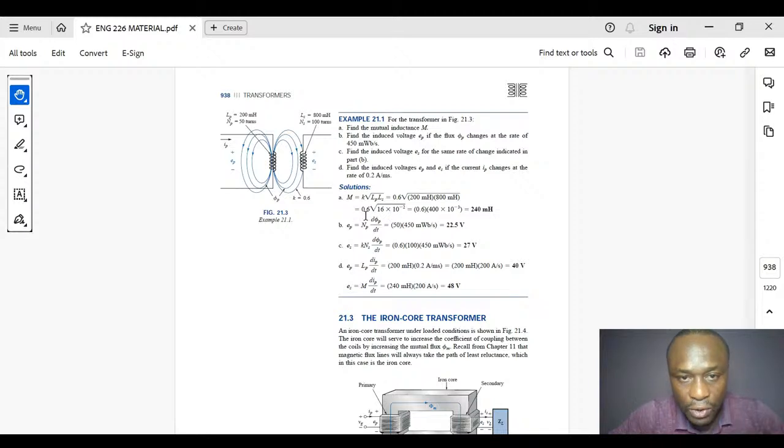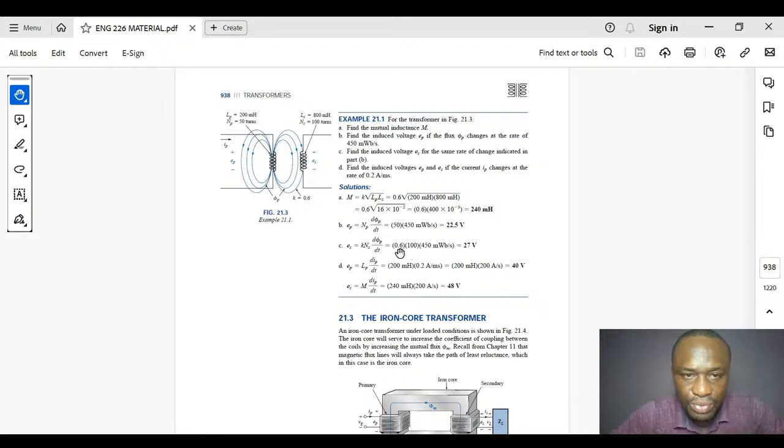the mutual inductance to be 240 millihenry. That is the mutual inductance. Then for the primary voltage, we have 50 turns. Then we have 450 milliweber per second. So the primary voltage is 22.5 volts. Then that of the secondary voltage.